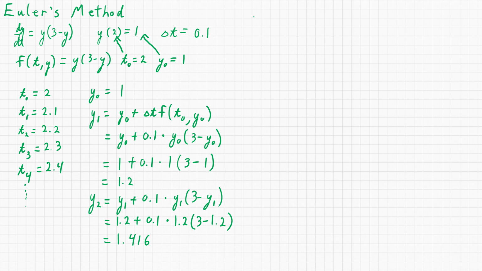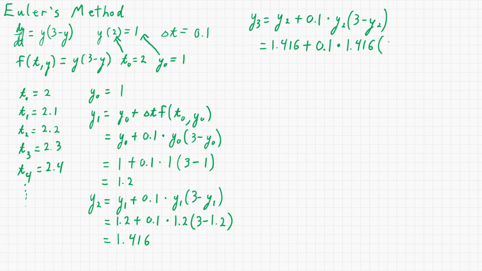And again, so let's do a couple more. y sub 3 is y sub 2 plus 0.1 times y sub 2 times (3 minus y sub 2). All right, so 1.416 plus 0.1 times 1.416 times (3 minus 1.416). Okay, that ends up being, I think approximately at this point, 1.64029.